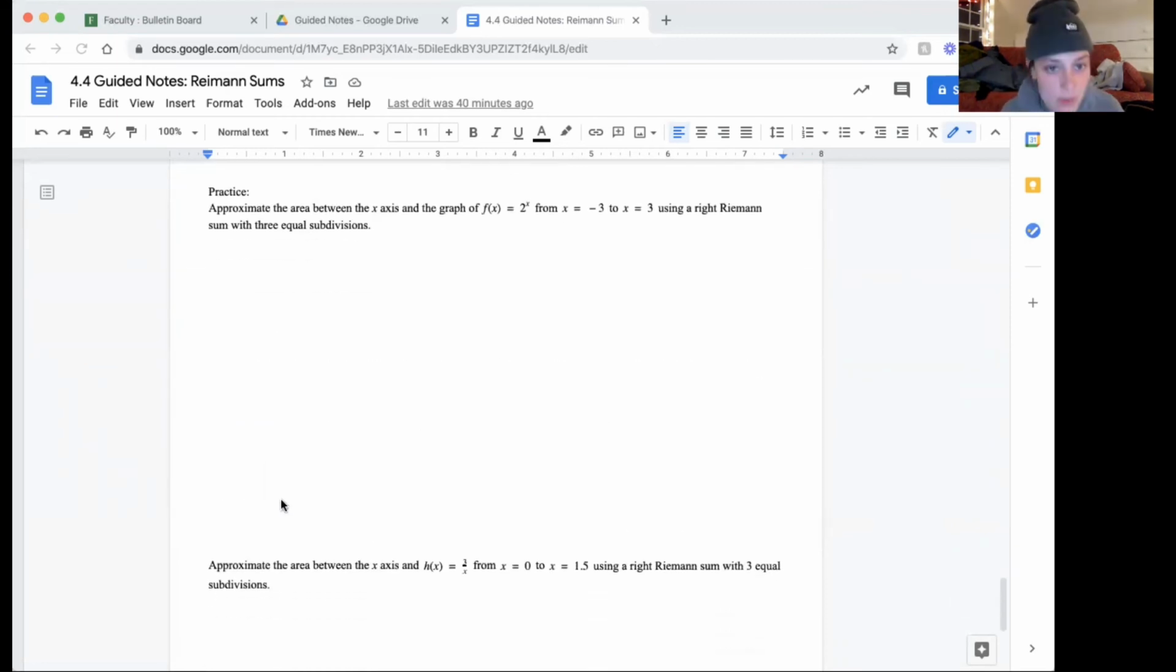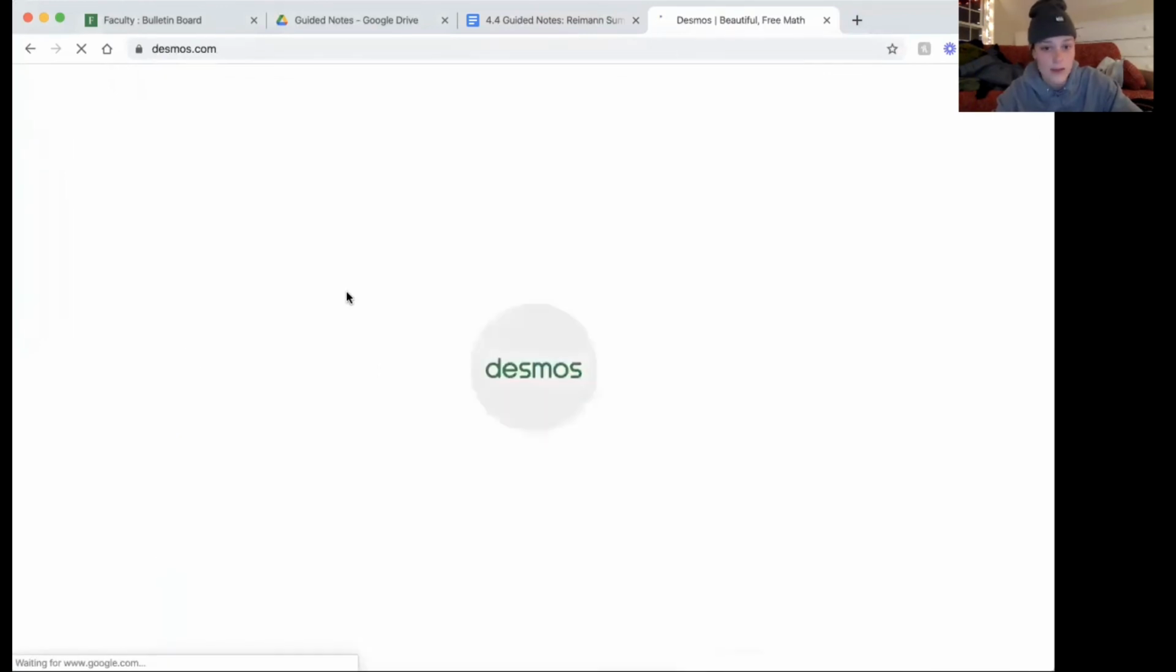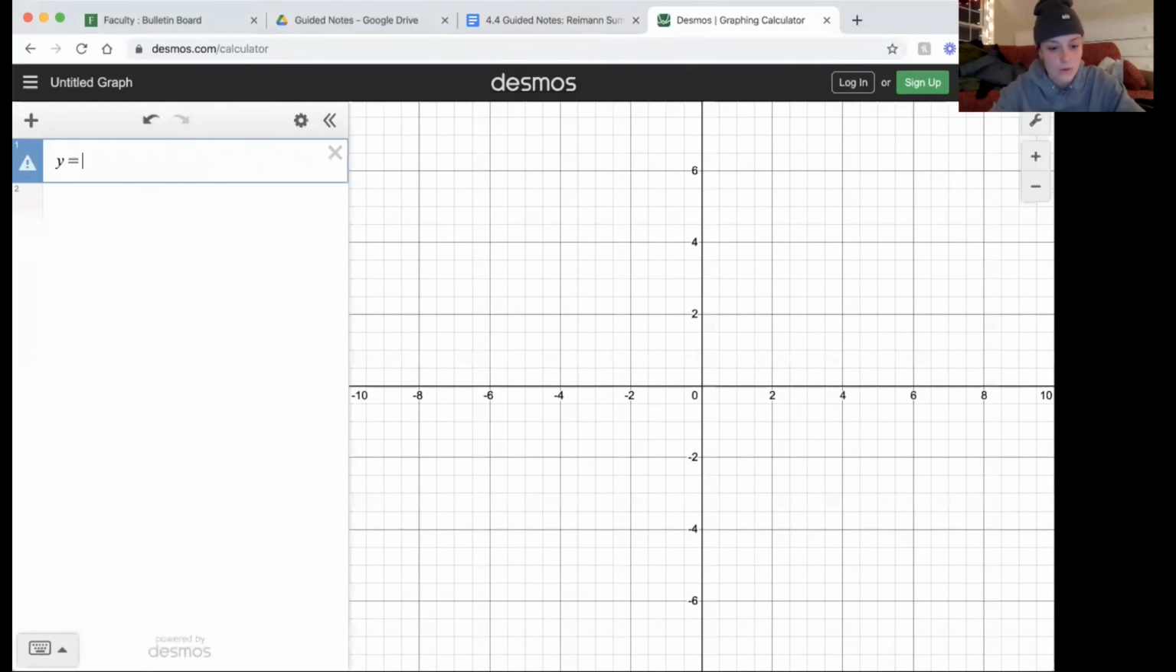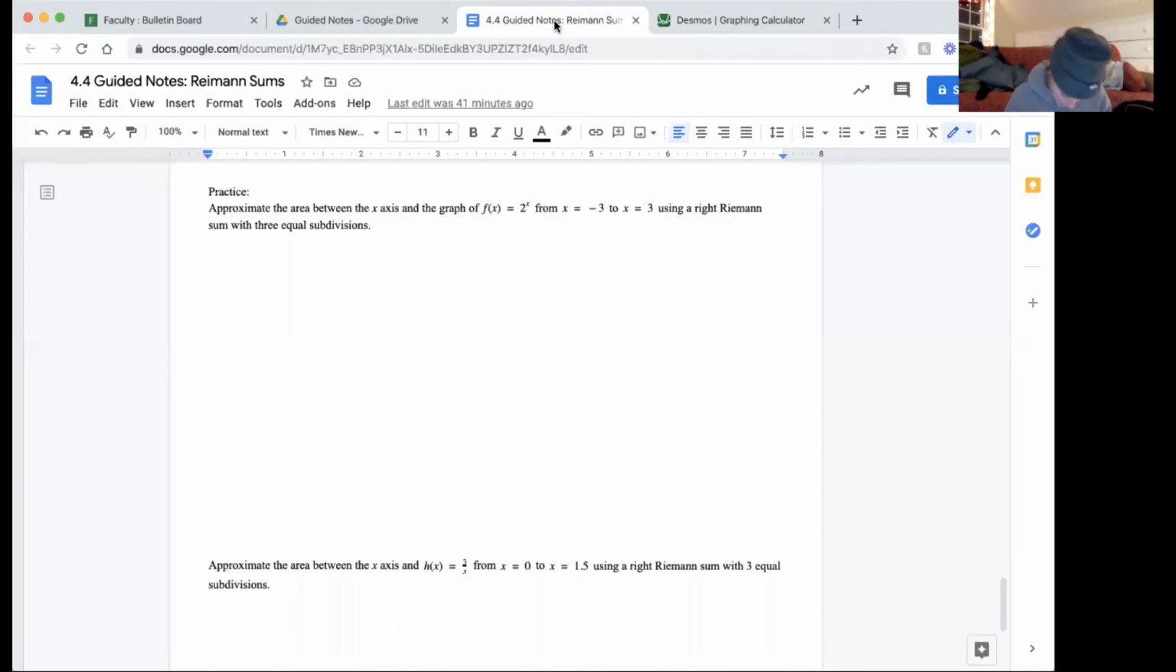So approximate the area between the x-axis and the graph of f of x equals 2 to the x. Desmos, let's check this out. Free beautiful math, love that. Graphing calculator. We are going to have y equals 2 to the x. Okay. And we know our function looks like this, generally from -3 to 3, using a right Riemann sum with 3 equal subdivisions. So 3 minus -3 over 3 equal subdivisions, 6 over 3 is equal to 2.